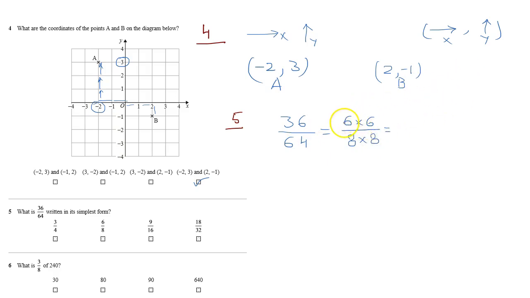Now we factorize it further. 6 can be written as 2 multiplied by 3, and another 6, 2 multiplied by 3. 8 multiplied by 8 is 2 times 2 is 4, times 2 is 8, 2 times 2 is 4, times 2 is 8. Now we can cancel. So what we have is 3 times 3 is 9, and 2 times 2 is 4, times 2 is 8, times 2 is 16. So that is 9 over 16.